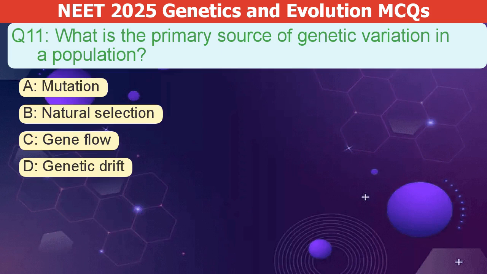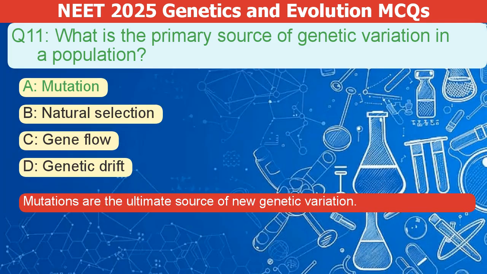What is the primary source of genetic variation in a population? A. Mutation. B. Natural selection. C. Gene flow. D. Genetic drift. The correct answer is A. Mutations are the ultimate source of new genetic variation.